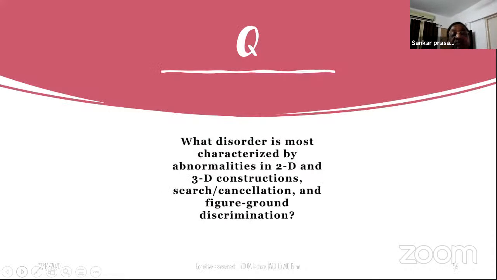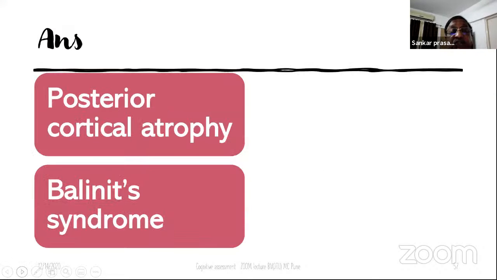So what disorder is mostly characterized by abnormalities in two-dimensional, three-dimensional constructions, digit cancellation test abnormality, and figure-ground discrimination? So what are these visual perception abnormality disorders which you can think of? Visual perception abnormalities, in which disease? It's a bit tough for you. It is posterior cortical atrophy and Balint syndrome.